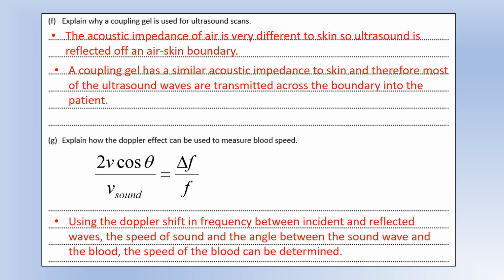So if we can measure the Doppler shift in frequency, we know what frequency of sound waves we've used, we know what the speed of sound is, and we can measure what the angle is, and therefore we can calculate how fast the blood is traveling, so we can investigate whether there's a blockage in an artery which we need to deal with, for example.